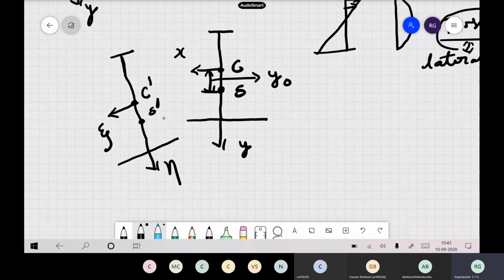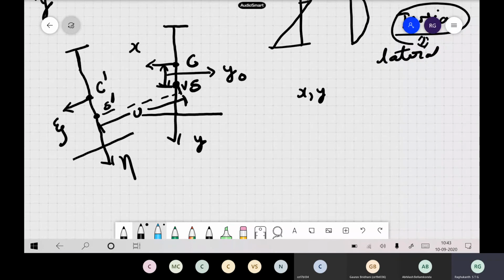And now in the deformed coordinate system, I think I have drawn properly, this portion is V and this portion is U. So your shear center has moved by U in the Z direction, and it has moved by V in the eta direction. So I will just write.